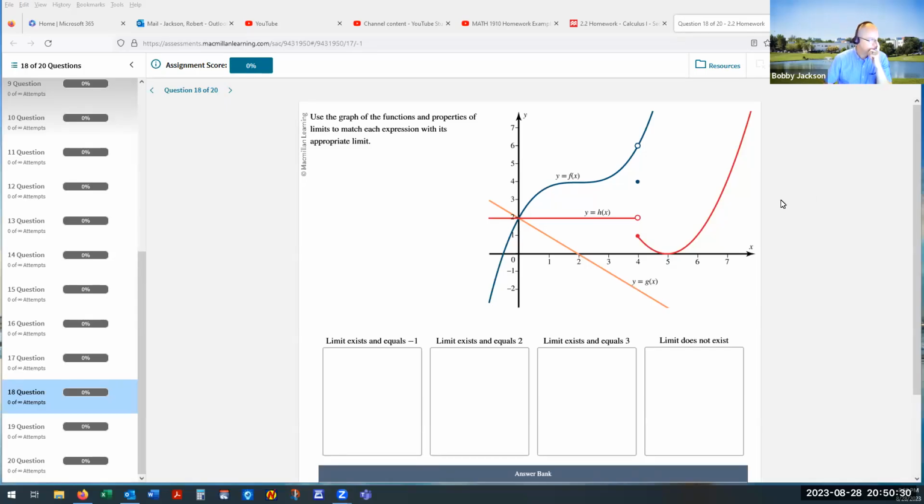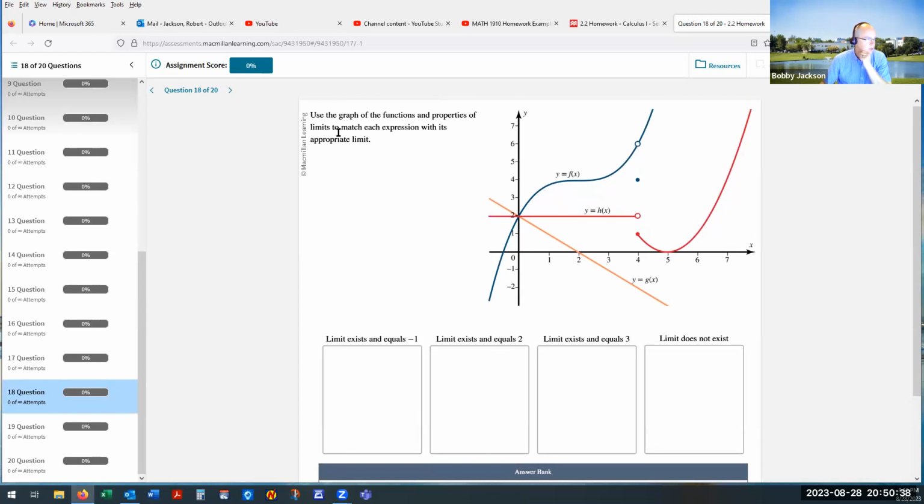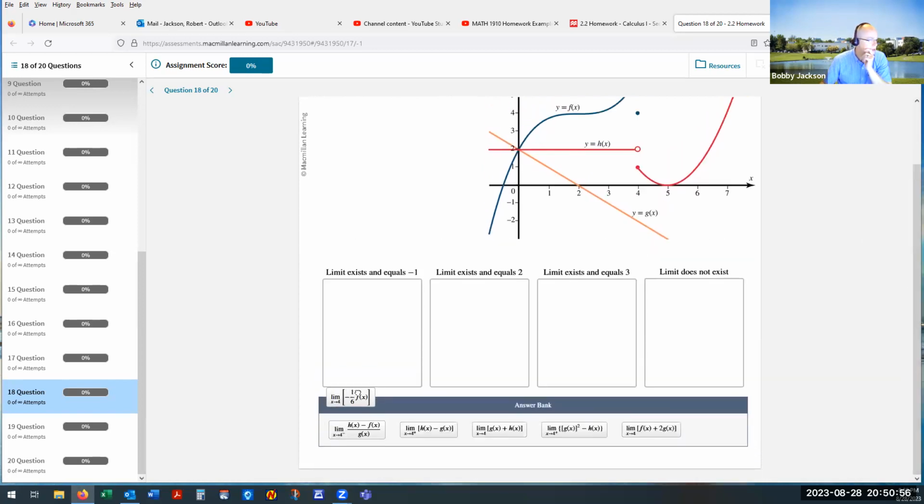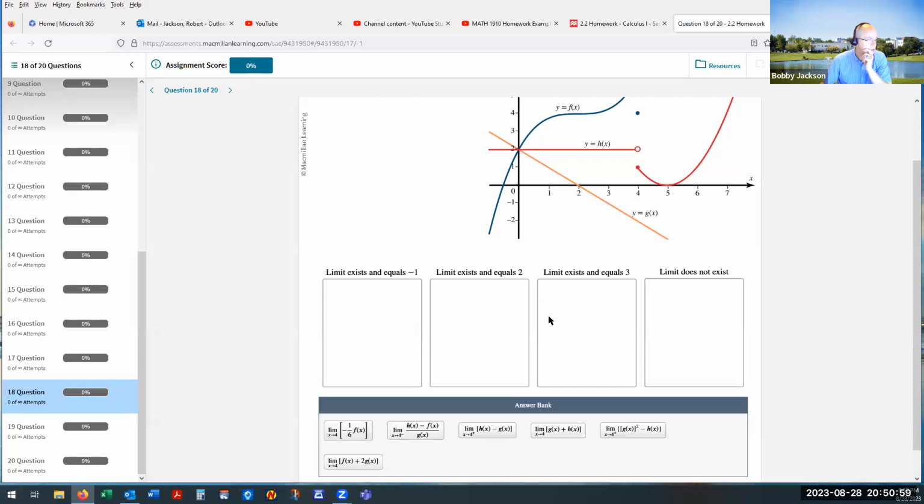Hey everyone, let's take a look at this one, number 18 in section 2.2, and it's a graphical example. Maybe a little bit hard to understand what's going on, but we're given the graphs of several functions, and we're going to use these graphs together with the properties of limits, the basic limit laws that we've learned, to evaluate the limits that are way down here at the bottom in the answer bank. We're basically going to take these limits and drop them into one of these three options. So either these limits will equal -1, 2, 3, or they will not exist.